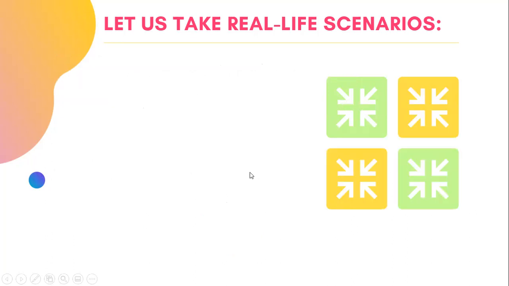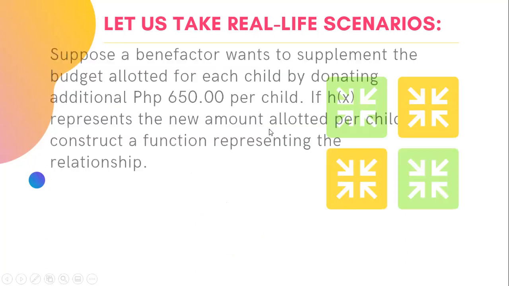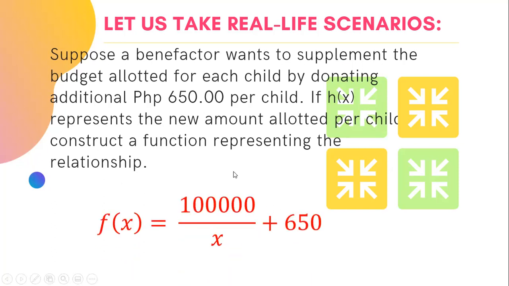Okay, let's say we have an extension of that problem. From the 100,000 pesos allotted by the government, a certain benefactor, somebody who has a good heart, wants to supplement the budget allotted for each child by donating an additional 650 pesos per child. If h of x represents the new amount allotted per child, construct a function representing the relationship. From the previous expression, 100,000 divided by x, there will be an additional 650 pesos per child. So h of x is equal to 100,000 over x plus 650, the allowance supplemented by the benefactor. Again, this is an example of a rational expression, though we have added the 650 here.